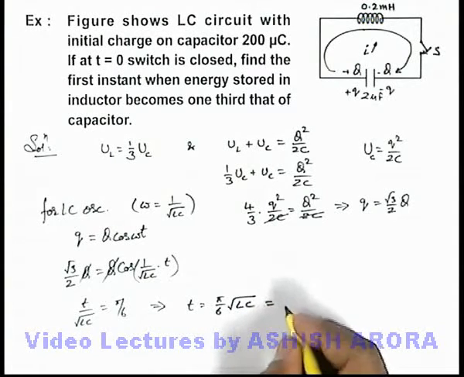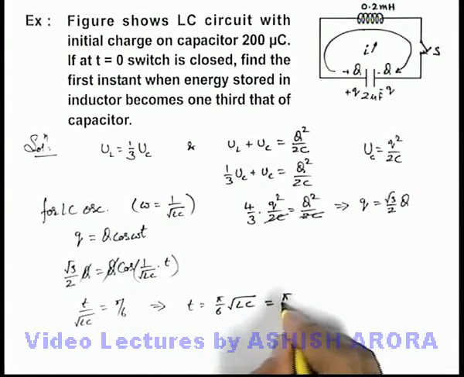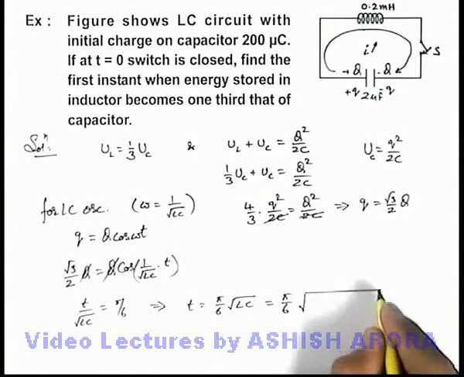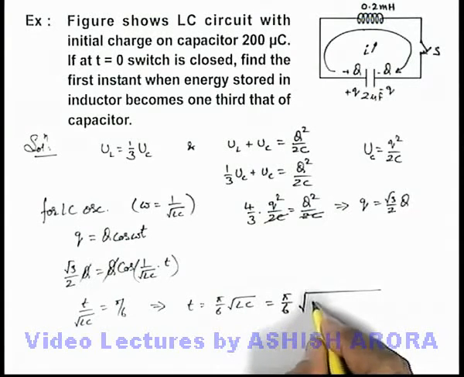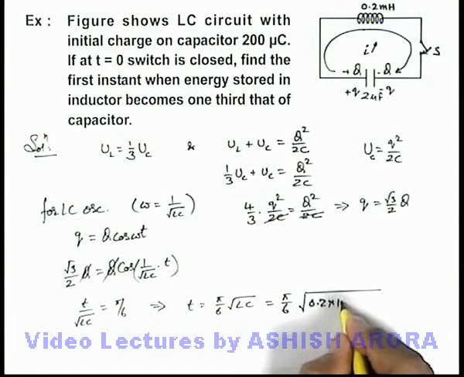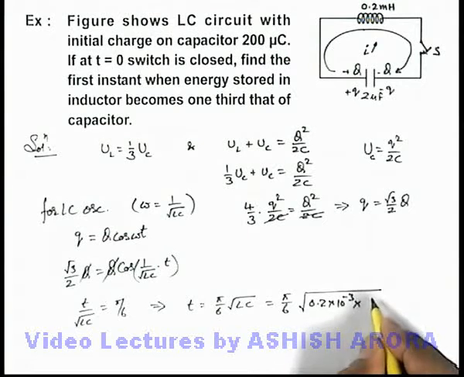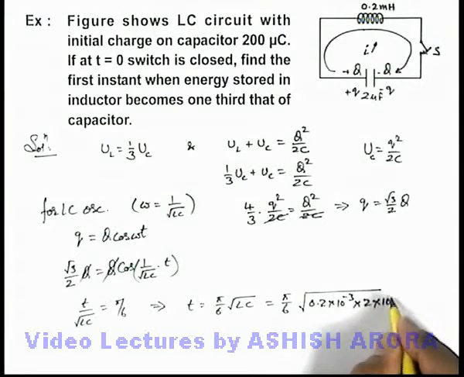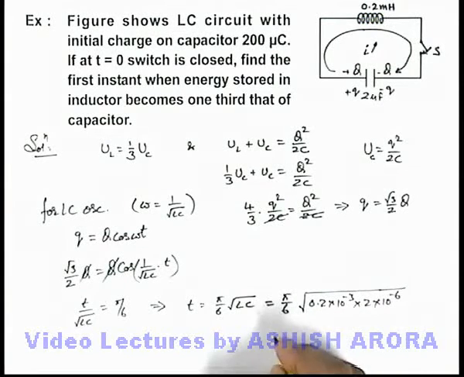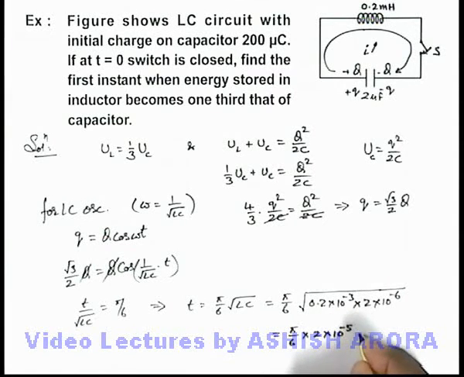If we substitute the values here, you can see we are getting pi by 6 times root of inductance, which is given as 0.2 into 10 to the power minus 3, and capacitance is 2 into 10 to the power minus 6. On simplifying the result, it is pi by 6 multiplied by 2 into 10 to the power minus 5, which is 10.5 microsecond. That will be the answer to this problem.